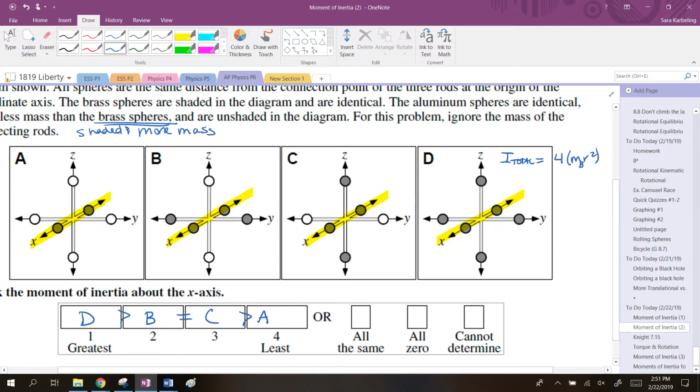Okay. So the mass of the, what did we say, brass? Yeah. Okay. And then I knew that A was the littlest. Why? Because it has 4 aluminum spheres. That's right. So their mass is less. And then I now know that B and C are equal because they have the same amount of, like, it's 2 and 2.